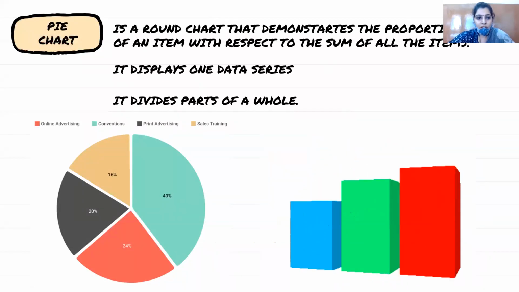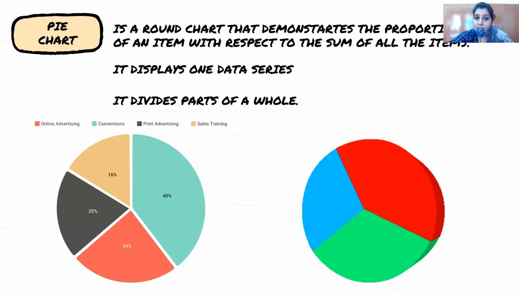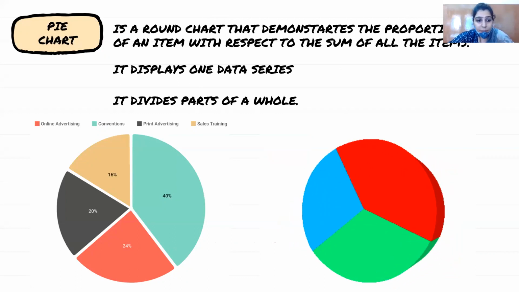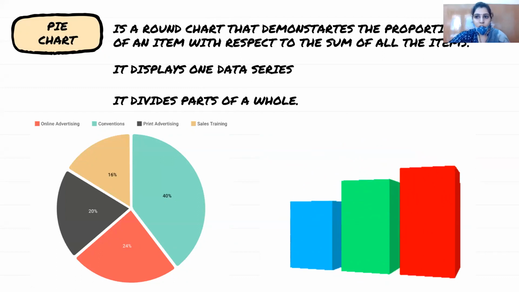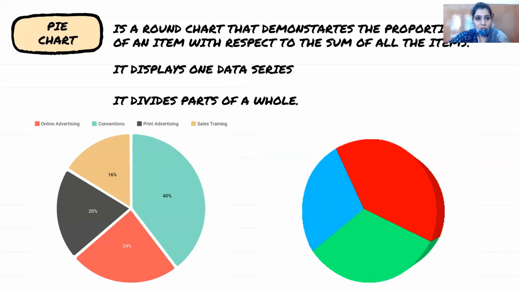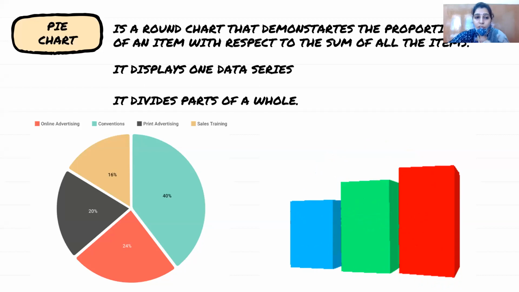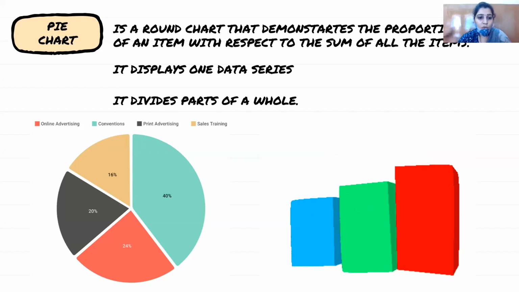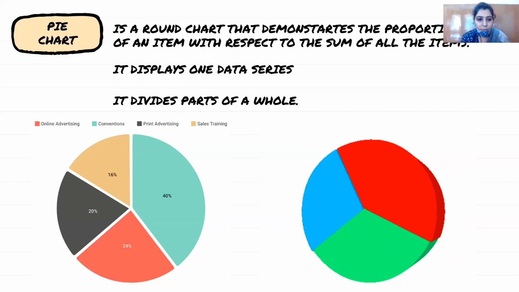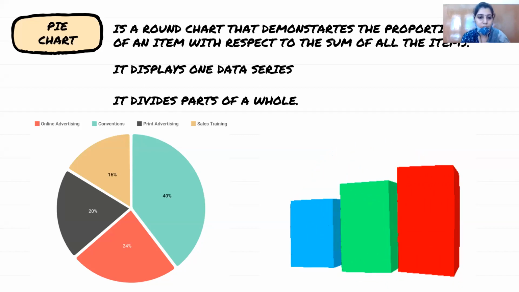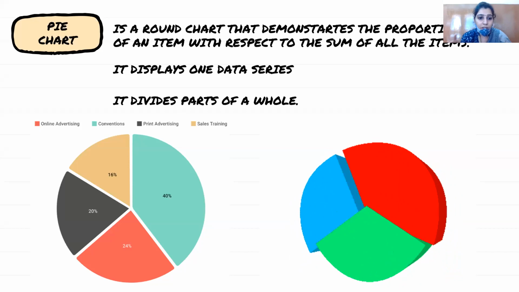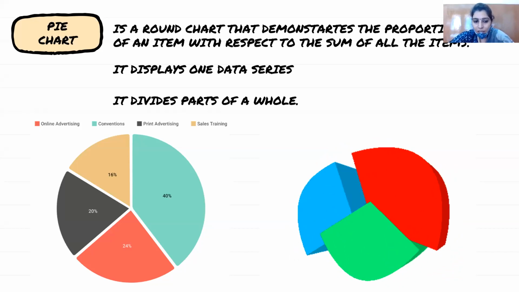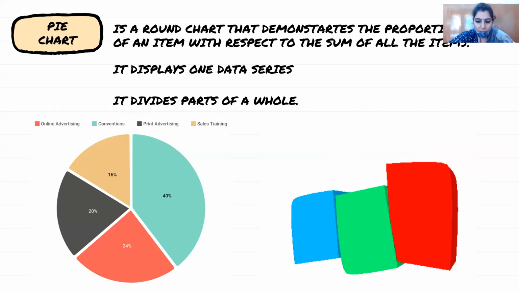Next is the pie chart. This is used to represent a single data series. Single data series means it will divide the part of a whole. So it will be the size of an item with respect to the sum. You know that in a circle the total is 360. So when we are counting it as 100%, it should be the sum of all the items equivalent to 100%. And if the values are given, it should be equivalent to 360. So only a single data series is being represented in a pie chart.